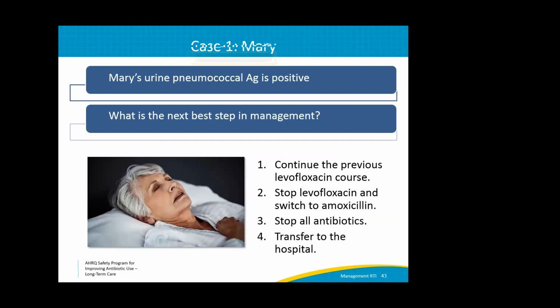So Mary's urine pneumococcal antigen test does come back positive. So we think that she has pneumococcal pneumonia. In this case, what should be our next step in management? Do we want to continue her on levofloxacin? Do we want to stop levofloxacin and switch her to amoxicillin? Do we want to stop all antibiotics, or do we want to transfer her to the hospital?